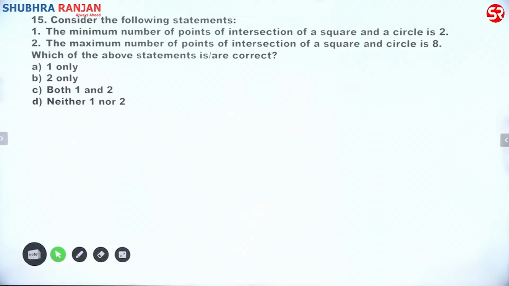The minimum number of points of intersection of a square and a circle is 2. The maximum number of points of intersection of a square and a circle is 8. Which of the following statements is true?